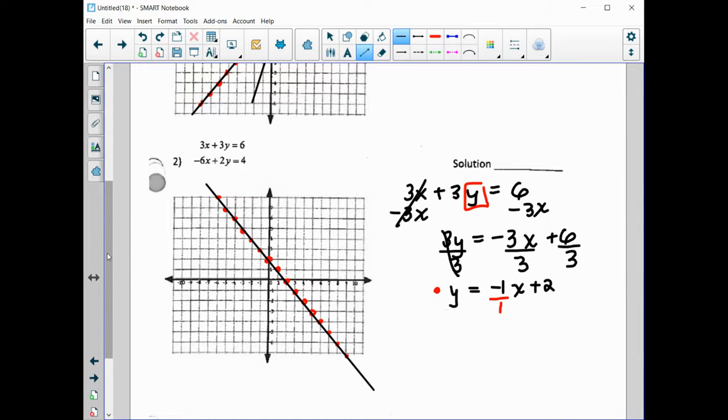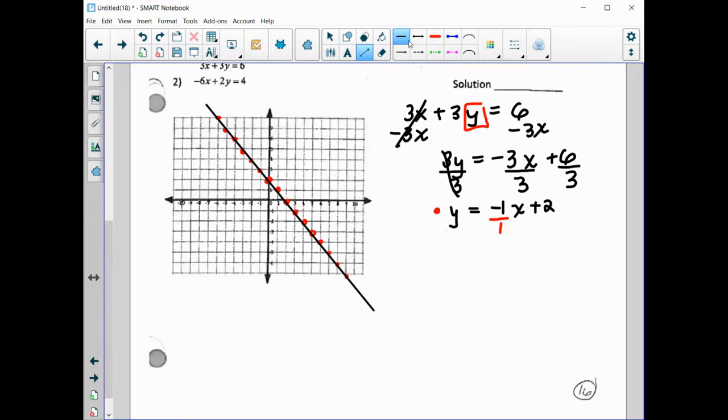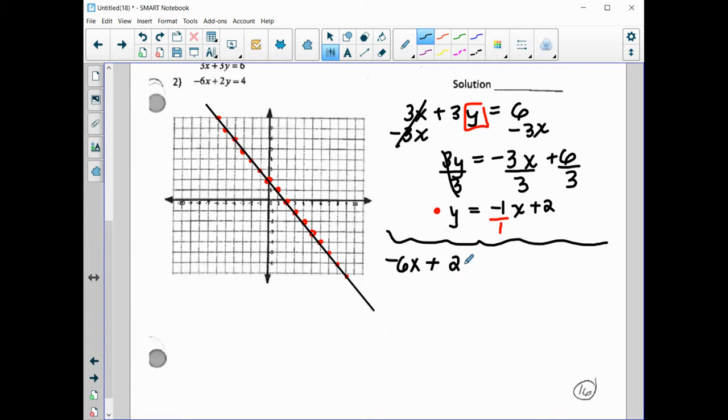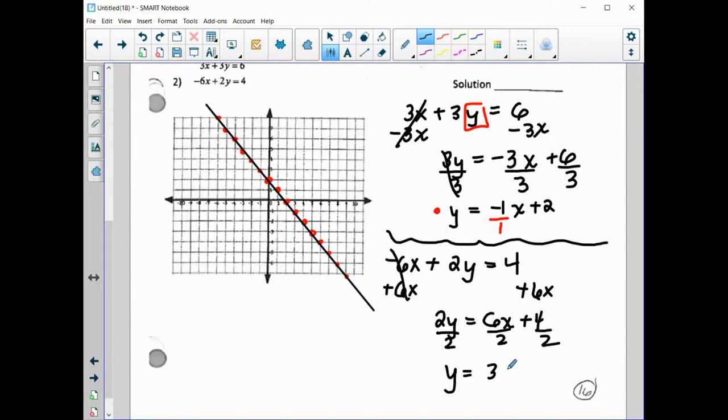Now we need to do the same thing, but for the second equation. So the second equation is -6x plus 2y equals 4. So I need to get rid of the -6x by doing plus 6x to both sides. And that gives me 2y equals 6x plus 4. And then I need to divide everything in the equation by 2. So I get y equals 3x plus 2.